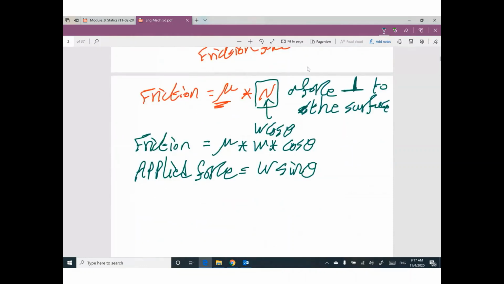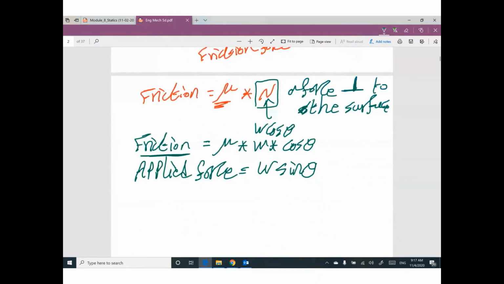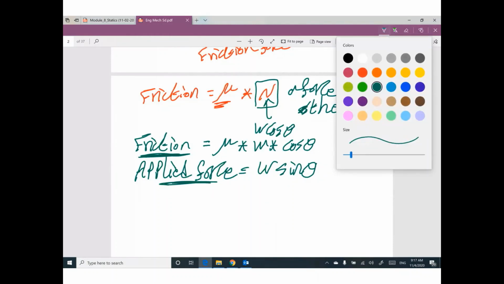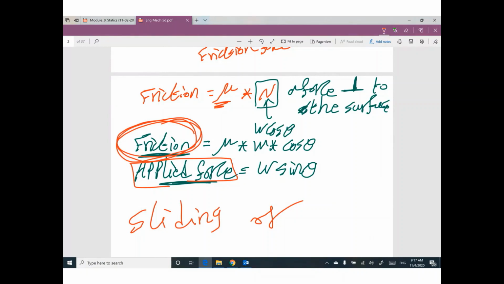Can you remind me, will this box slide or not? Depends on what? The relationship between this friction force and this applied force. If the applied force is greater than the friction force, we can expect sliding. Or if the friction force is greater than the applied force, we don't expect sliding, we expect static equilibrium. Nothing will happen.